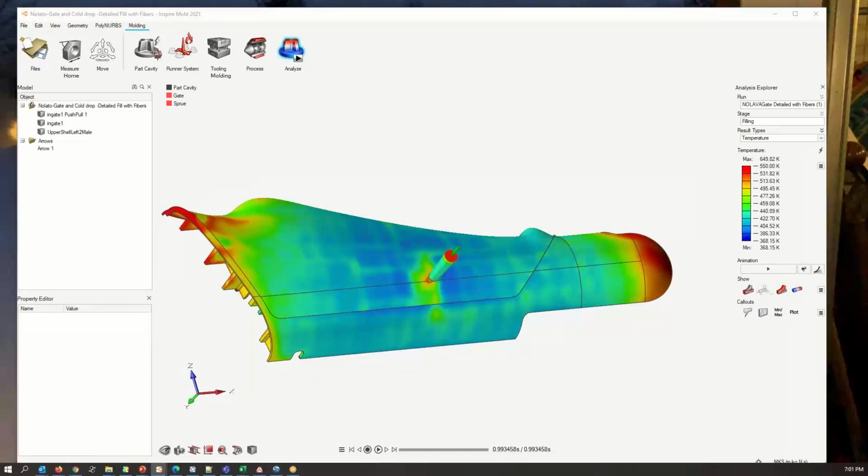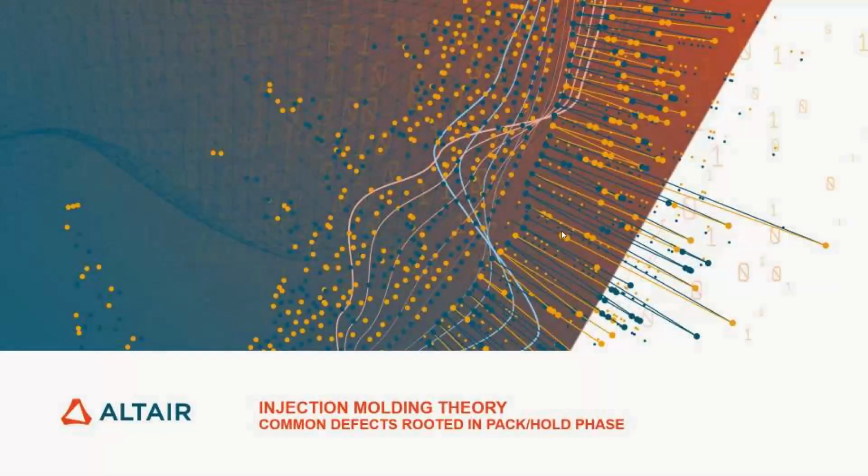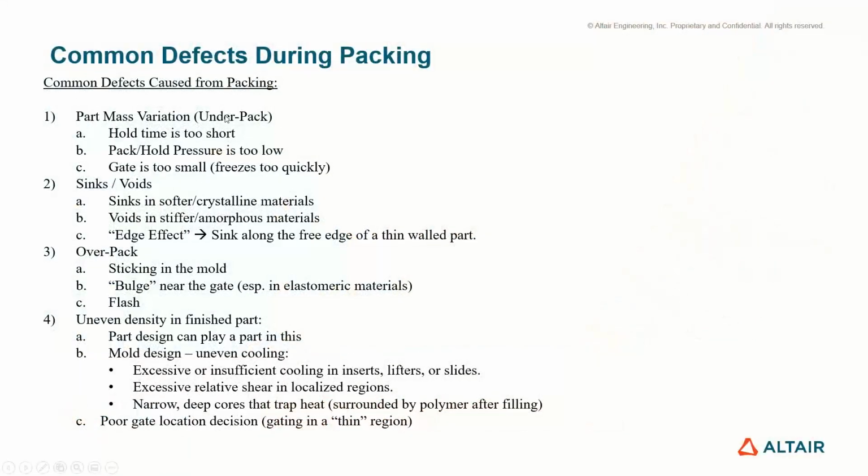Just a few slides on the packing, although we did talk about some of this already. So defects, common defects that are rooted in the pack and hold phase. And this will be kind of fast. There's only a few slides here. Part mass variation. If you don't pack enough, if your gate freezes and you don't have even packing, right? You haven't packed out your part enough.